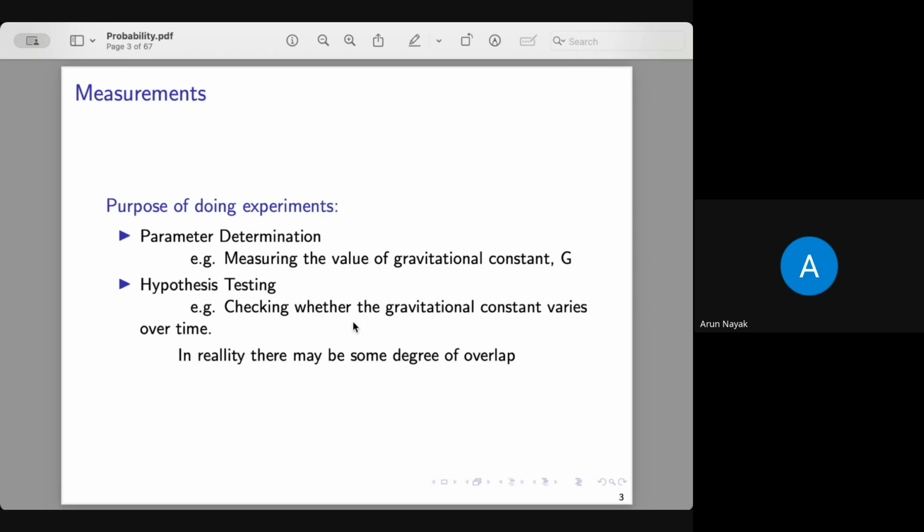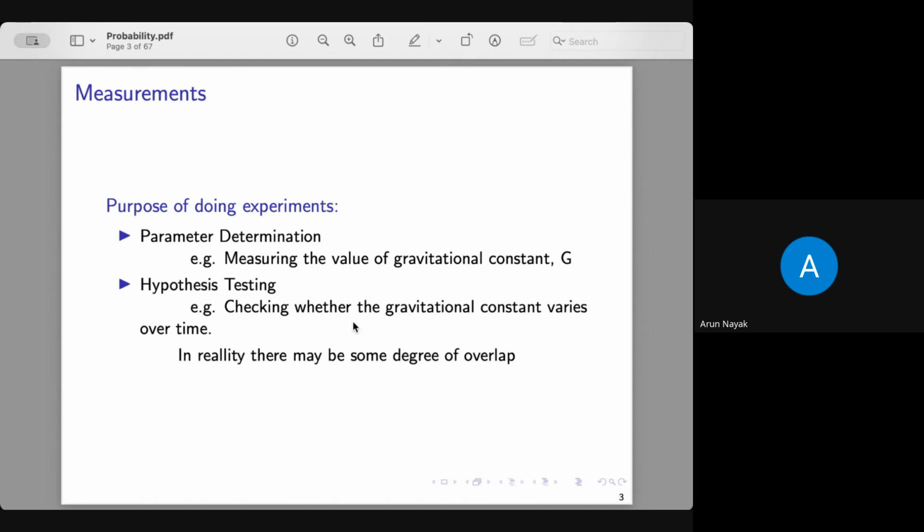The other one is hypothesis testing: we have some model or some theory and we want to check whether that theory is valid against the data. Okay. And in reality there may be some degree of overlap. That means determining a parameter can also test whether the theory is valid or not.